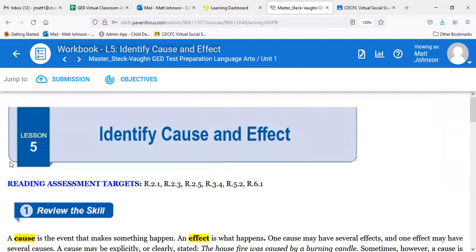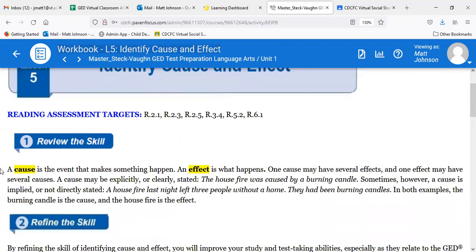Unit 1, Lesson 5, Cause and Effect Workbook. And again, it's just restating the skill here. So we know a cause is the event that makes something happen. The effect is what happens. And sometimes it can be implied and never directly stated. So here, it says one cause may have several effects, and one effect may have several causes. Cause may be explicit or clearly stated.